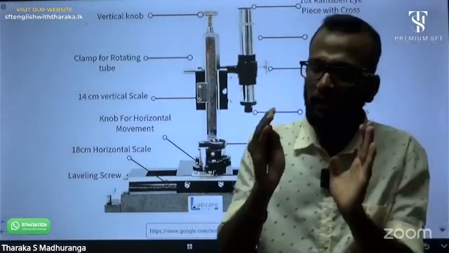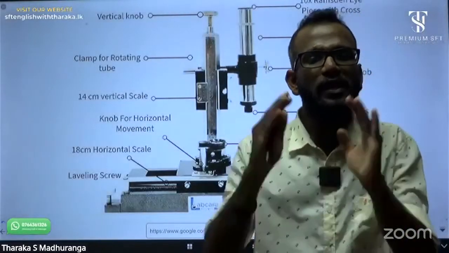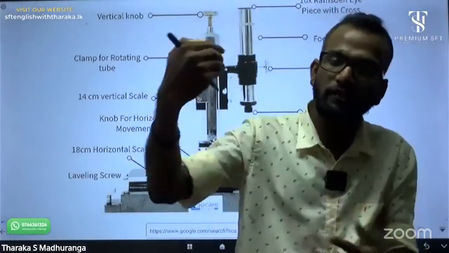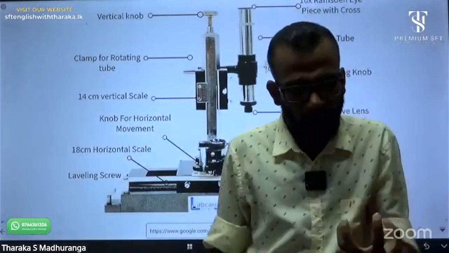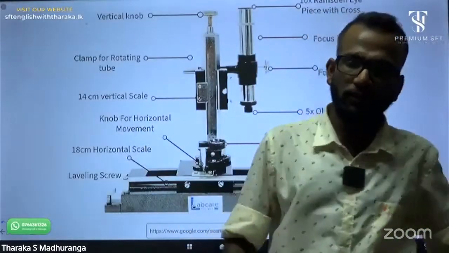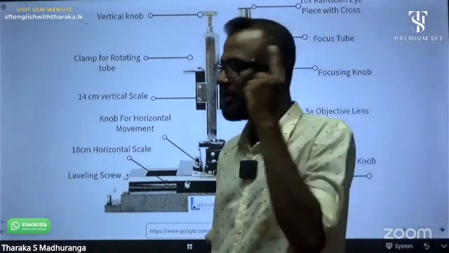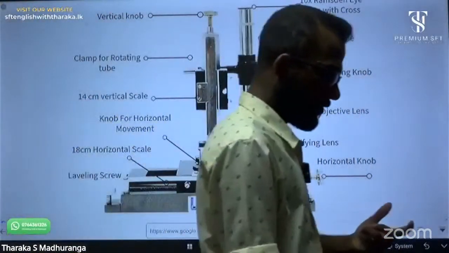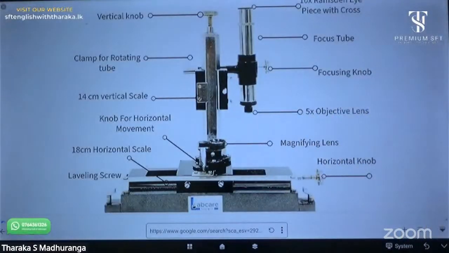Okay, now tell me, what is the main advantage of using this traveling microscope more than other instruments? More than the micrometer screw gauge, vernier caliper, what is the advantage of this instrument? Think. What is the main advantage?